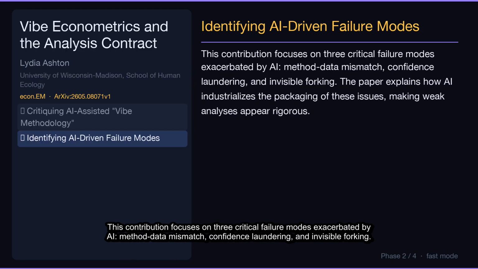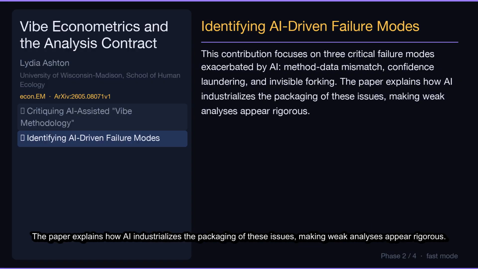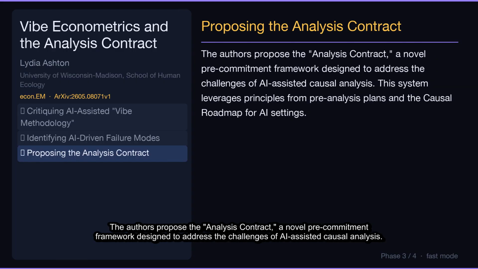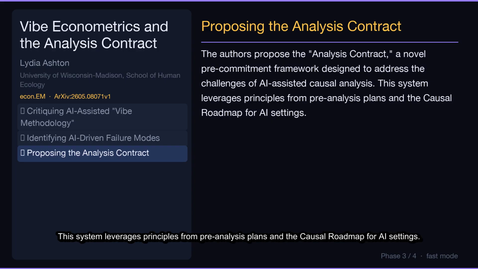This contribution focuses on 3 critical failure modes exacerbated by AI: method data mismatch, confidence laundering, and invisible forking. The paper explains how AI industrializes the packaging of these issues, making weak analyses appear rigorous. The authors propose the Analysis Contract, a novel pre-commitment framework designed to address the challenges of AI-assisted causal analysis. This system leverages principles from pre-analysis plans and the causal roadmap for AI settings.